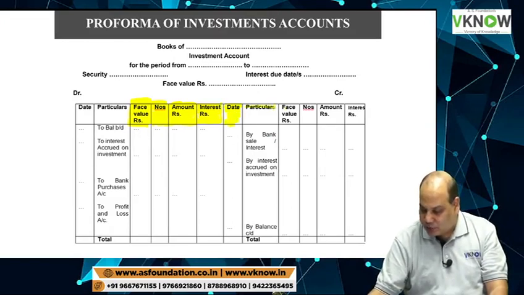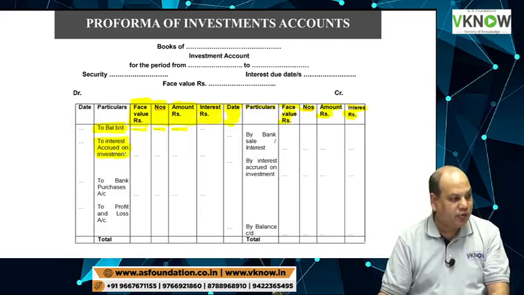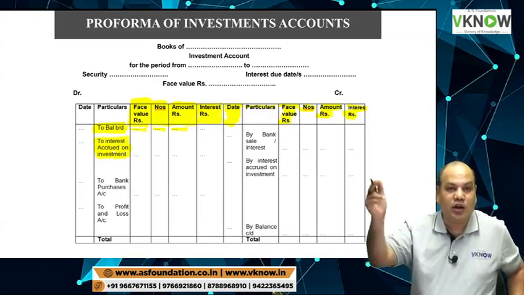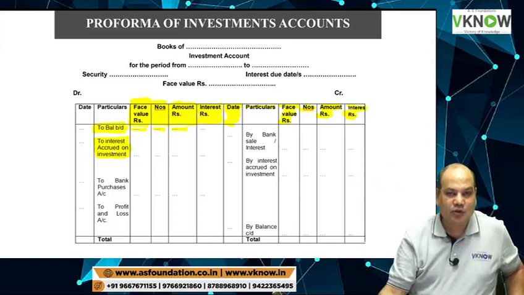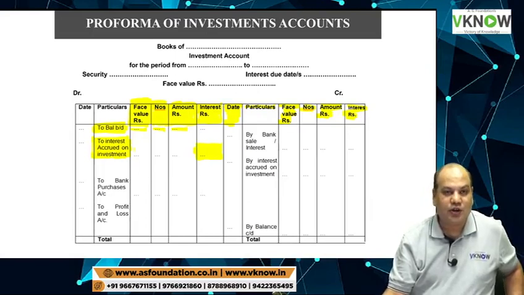Then on the credit side, we have date, particulars, face value, number, amount, interest. If there is an opening balance, you will write by balance brought down, and whatever details are given, you will write. If there is a difference between interest due dates and year ending date, then there will be interest accrued. Remember, last year they must have credited interest income. This year we are going to reverse it. Interest account debit to interest accrued on investment. This is the reversal of last year's interest accrued.